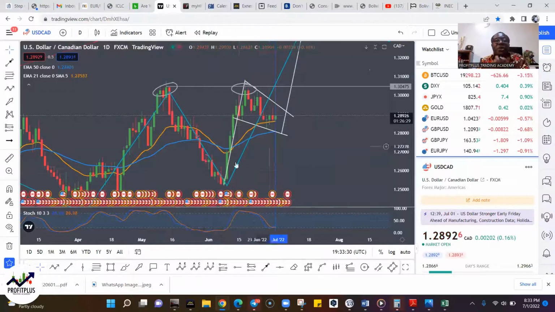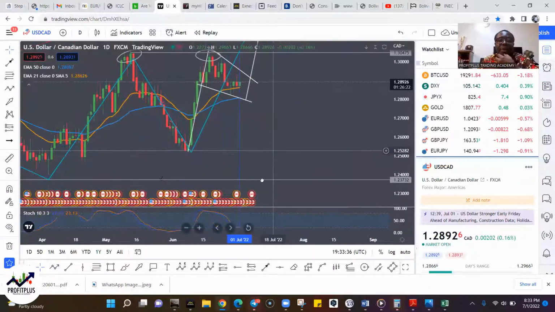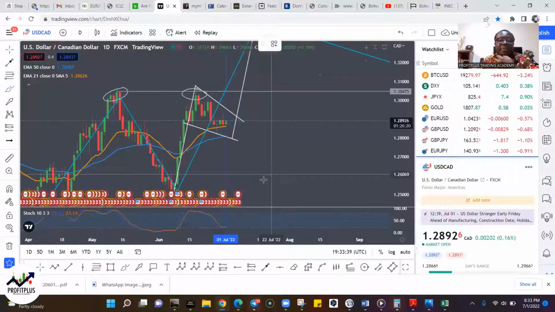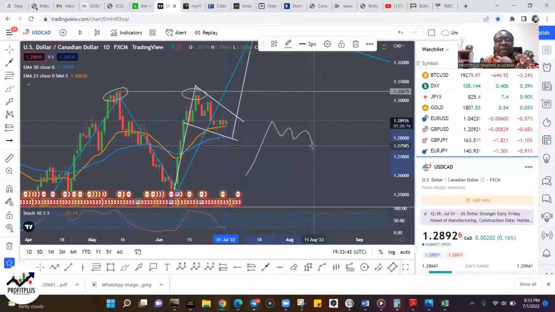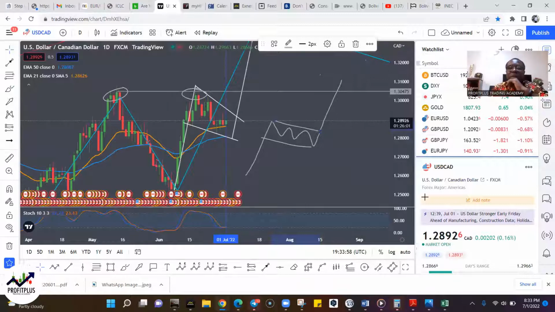So before this correction, there's an impulse. Most times, when price makes an impulse in a particular direction and does any kind of correction, maybe like this, it continues in the direction of the previous price action. This is what is seen most times. That's what price does a lot of the time.